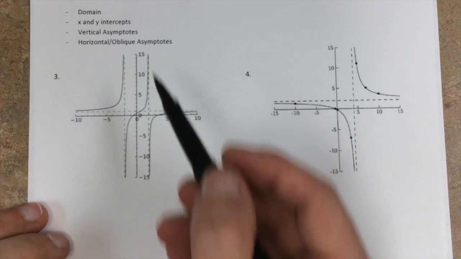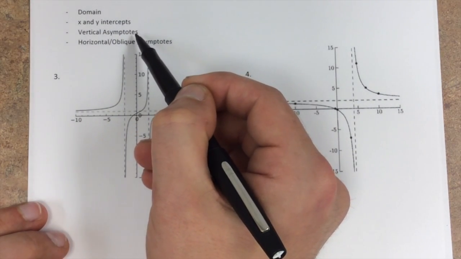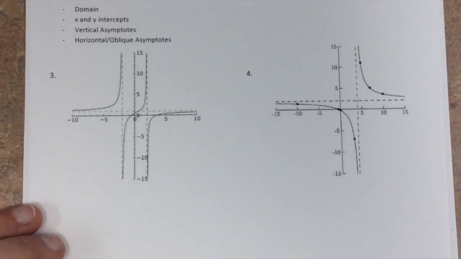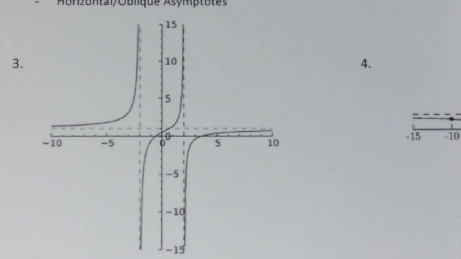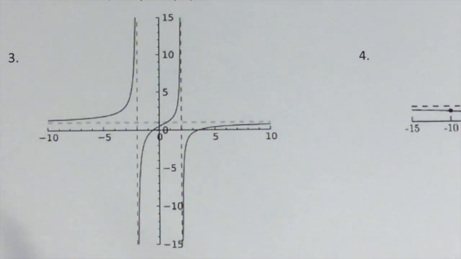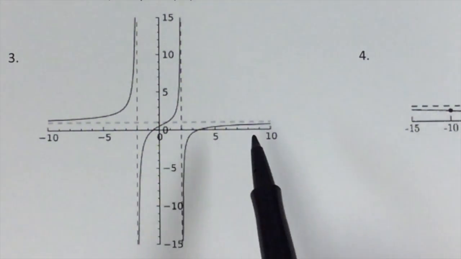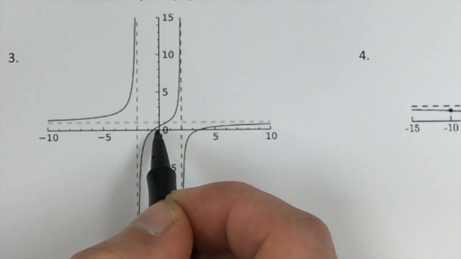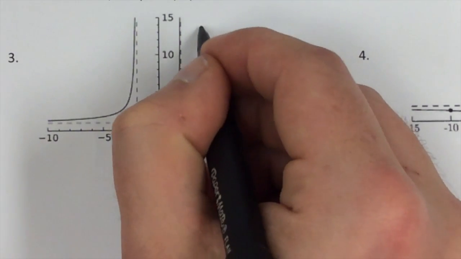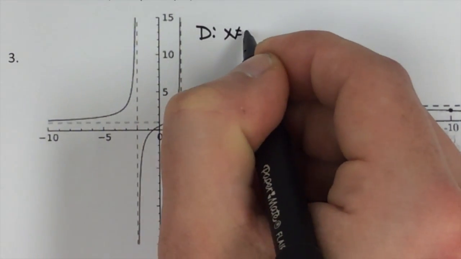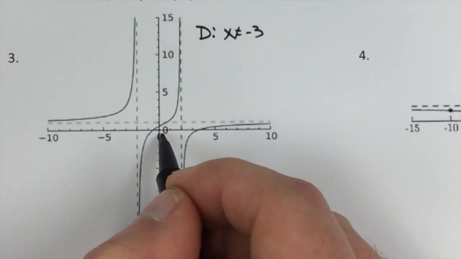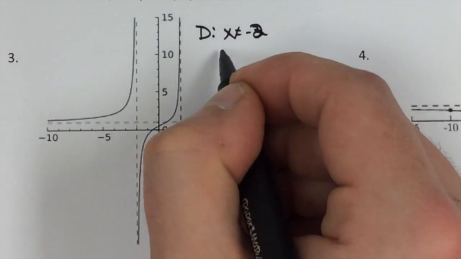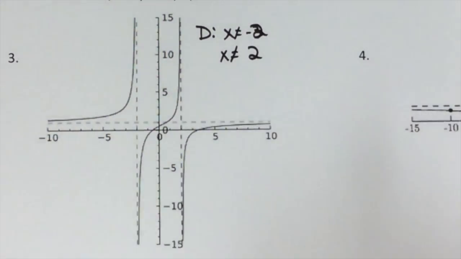Given the graph, state the domain, the x and y intercepts, the vertical asymptotes, the horizontal and oblique asymptotes. So let's just look at the dashed lines here. Our domain, where are the places that x cannot be? Well, it looks like x cannot equal -3, and it can't be 1, 2. Oh, sorry. This looks like -2, x not to be +2.